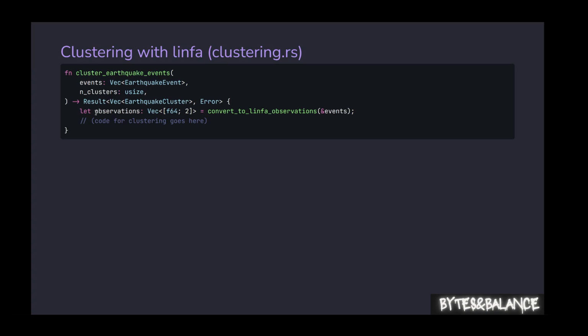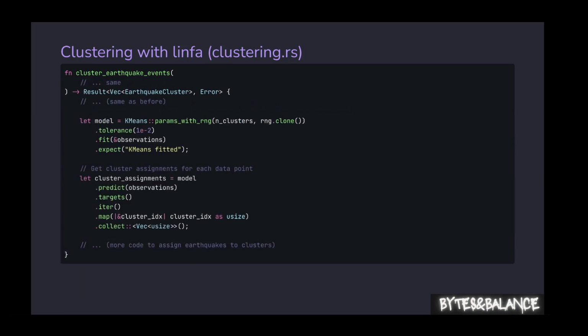The first thing we do, as you've seen in this function, we prepare the data. So we transform it from the earthquake event struct to a format that is suitable for clustering. And then next, we are going to do the model fitting. So here we create and train a k-means clustering model with the desired number of clusters. And we fit the model to our observations. And we prepared our observations as 2D arrays before, in these lines.